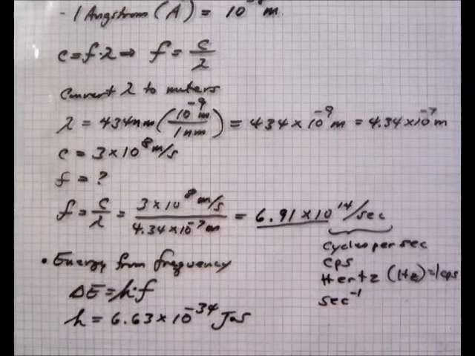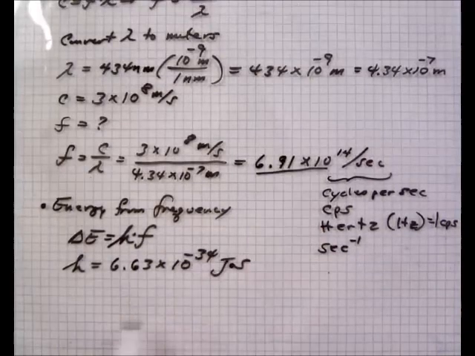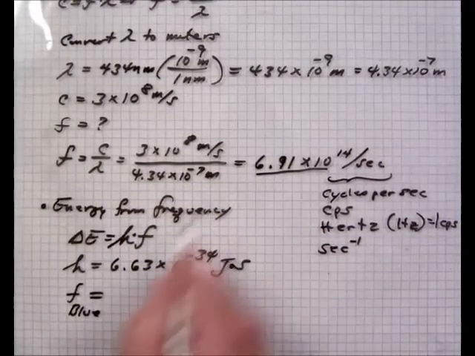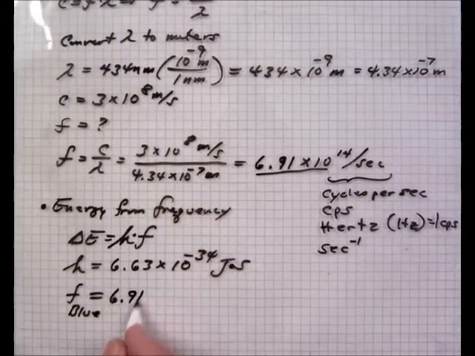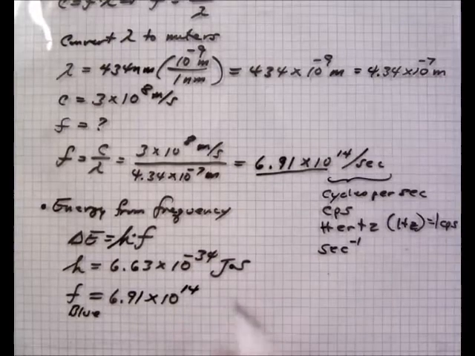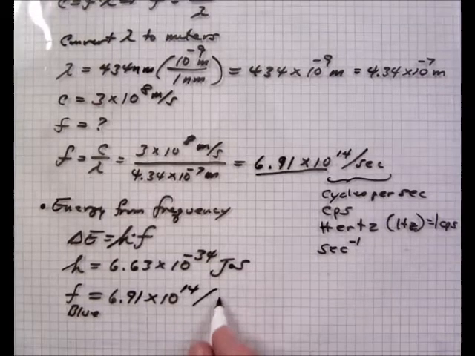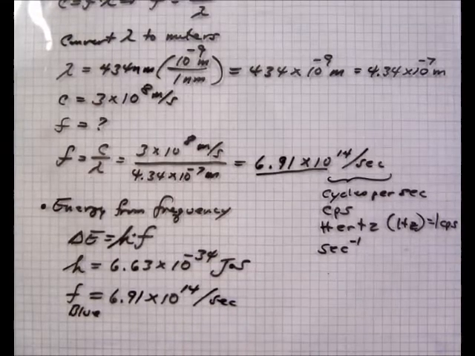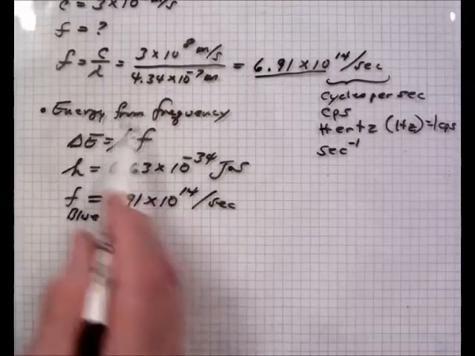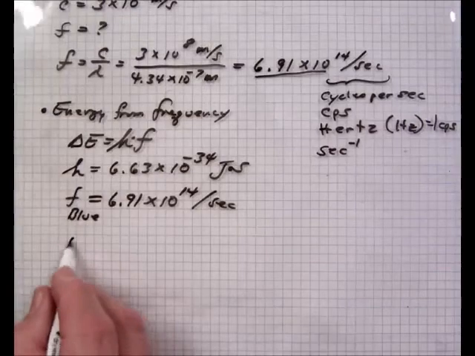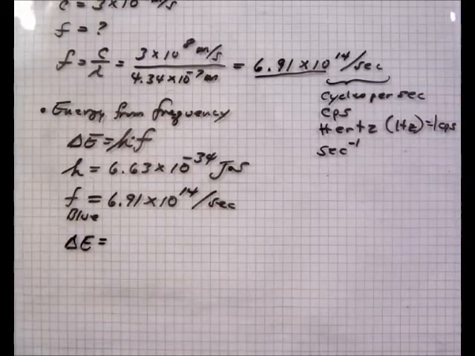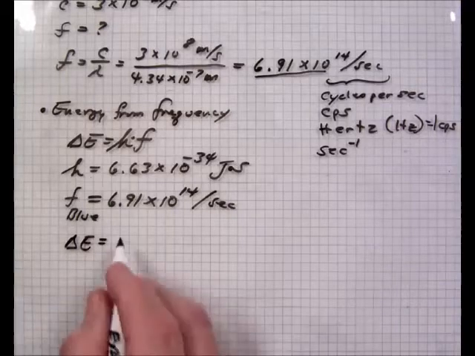And we've just calculated the frequency of our blue light is 6.91 times 10 to the 14th per second, if you want to do it like that. And so we simply substitute into the E equals hf equation. Very straightforward, very classic in terms of the problems. You get problems just like this on exam day.